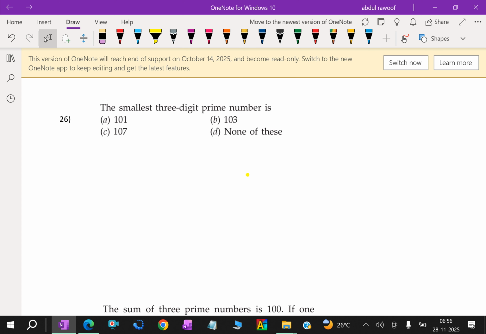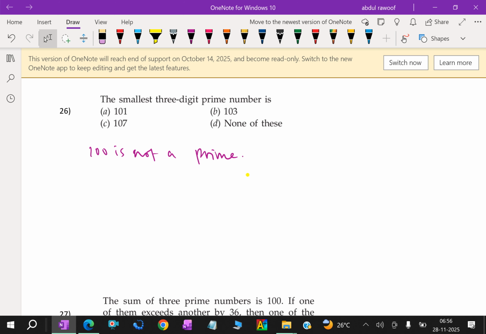Here, clearly you know that 100 is divisible by 2. So 100 is not a prime because 100 is even also. Now 100 is not a prime. Next one is 101.